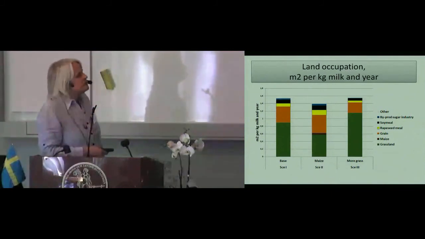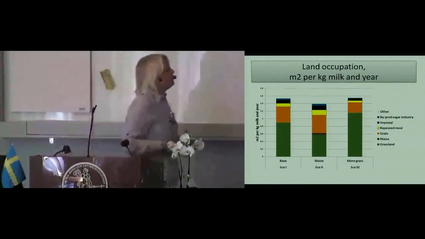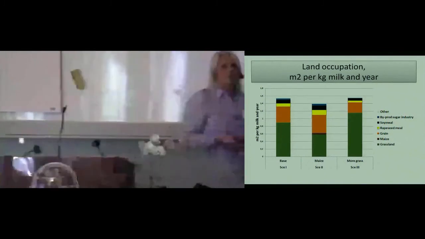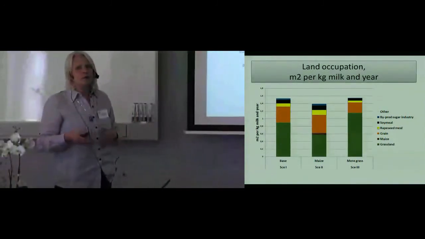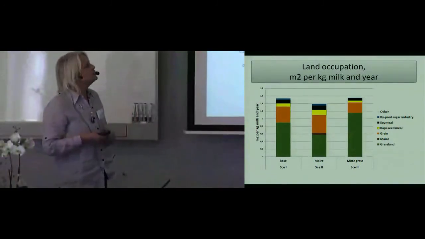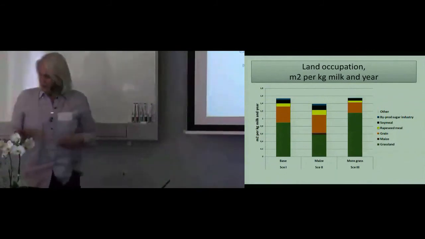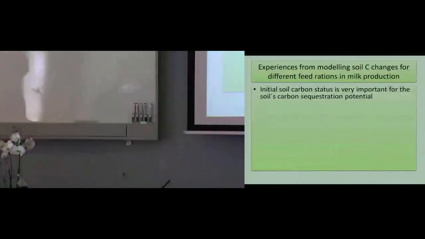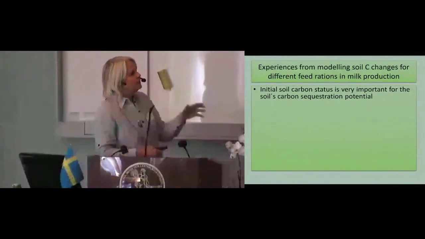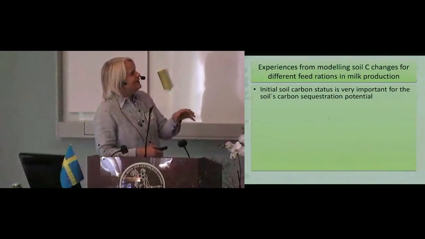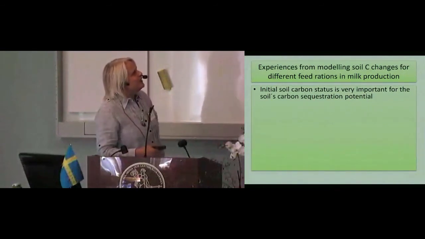If we look at the greenhouse gas emissions for this whole system here, not including anything from land use and land use change, they are very, very similar. It's around 1.1 kilo CO2 equivalents per kilo of milk. And when we model this and try to understand how different ways of choosing this feed, growing more maize or less maize or more grass, or very much more grass, trying to understand what will happen with soil carbon changes.